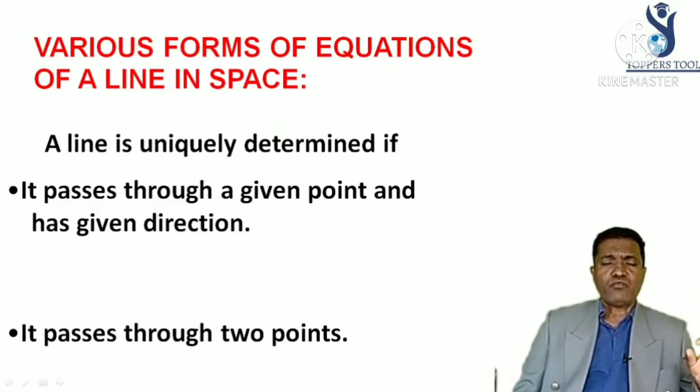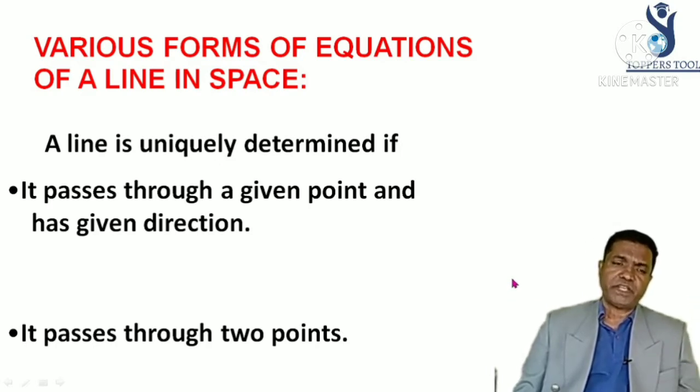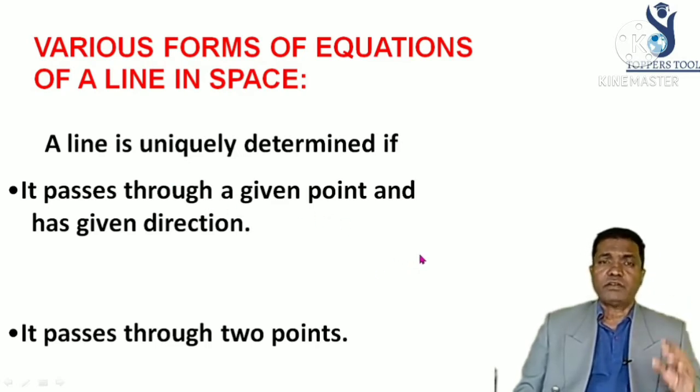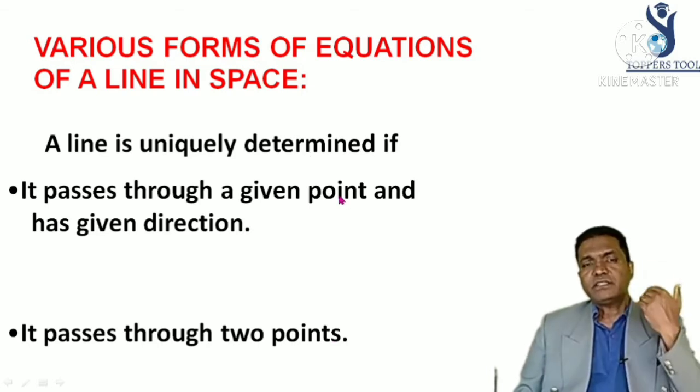Hello students, now we will be moving on to deriving the various forms of equation of a line in space. A line in space can be uniquely determined with two pieces of information: either the point through which it has to pass and the direction in which it has to be drawn, or two points. You need 2 points, or 1 point and the direction of the line.